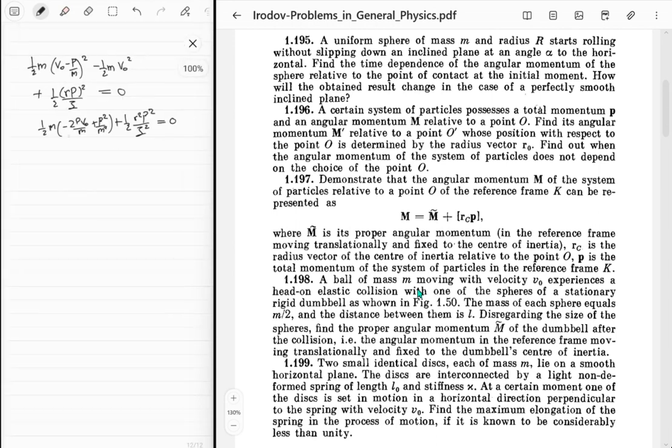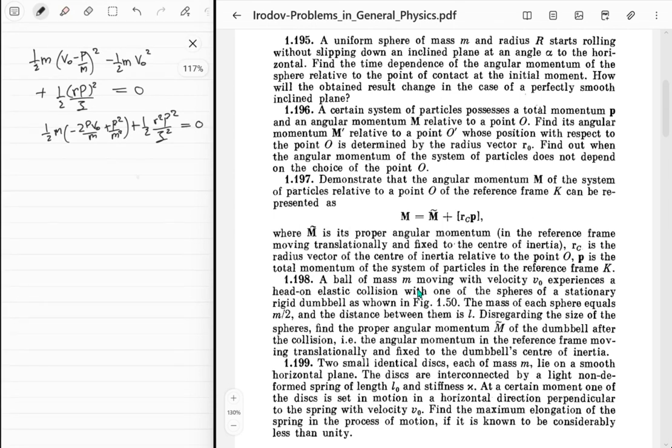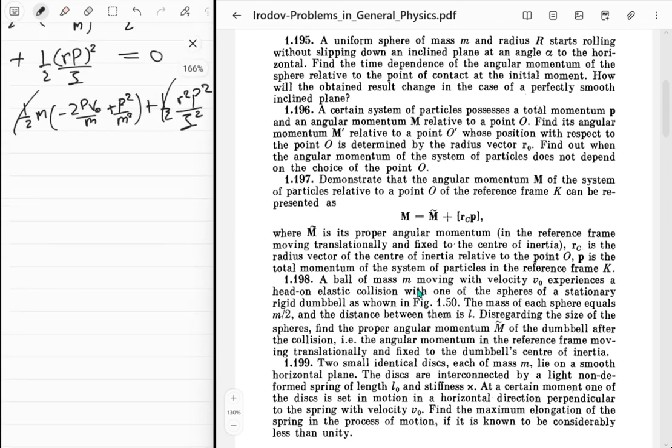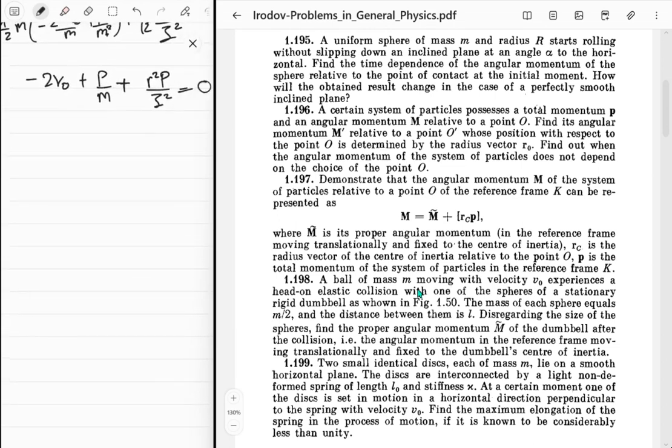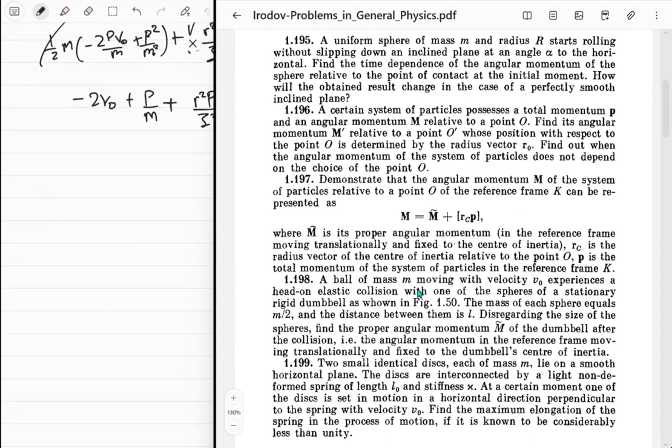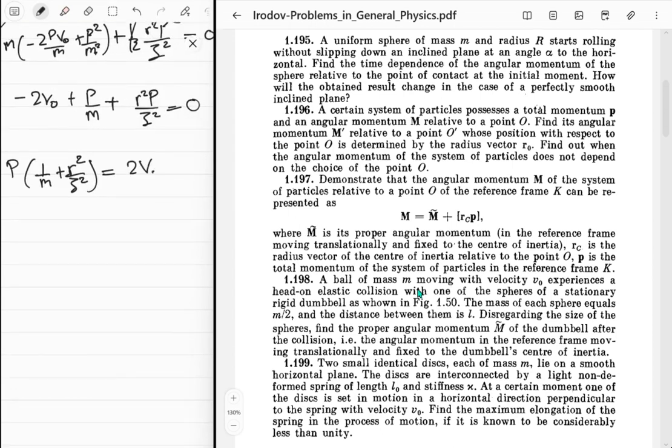Some stuff cancels: that P cancels, this m stuff cancels, half cancels first of all. This just becomes minus 2v naught because m cancels, right? And then plus just P upon m, because m cancels and one P cancels. And then plus R squared P upon I squared is equal to 0. So now from this we can figure out what P should be. So P times 1 upon m plus R squared upon I squared is equal to 2v naught, right?